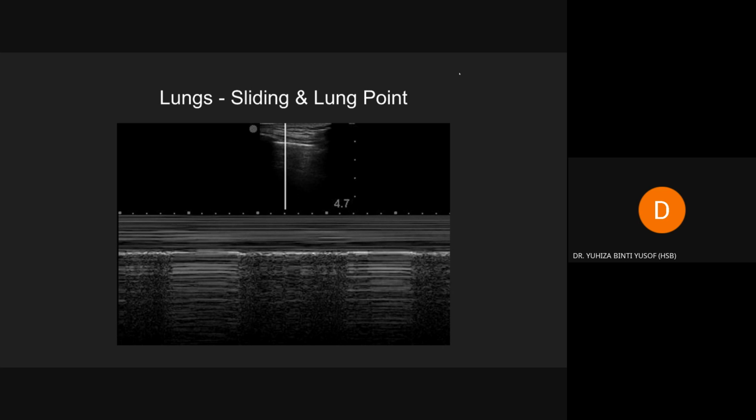Tahu tak lung pulse apa? Lampas tak? Amazah, tahu tak lampas? Lampas. Okay, tak pernah kita buat ultrasound.